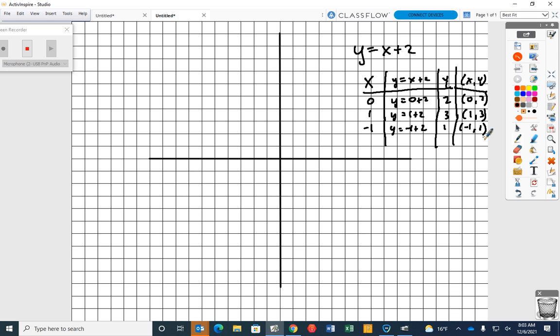What's another point I can use? 2. I can use 2, okay? So if I do 2, y equals 2 plus 2, what is that? 4. Okay, so does everybody understand how I got my 4 points? Everybody understands. All you got to do is plug them in, right?